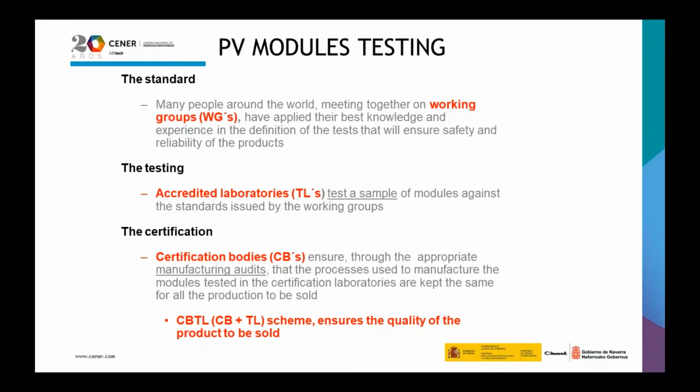There are different types of certificates. We can have only a certificate of compliance when only the tested samples are inspected, but then it is possible also to audit the manufacturing factories, and then the certification body can issue a product certificate.